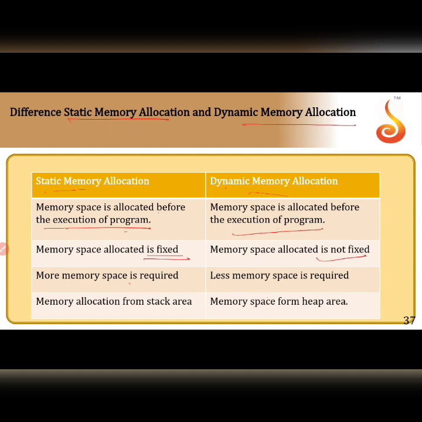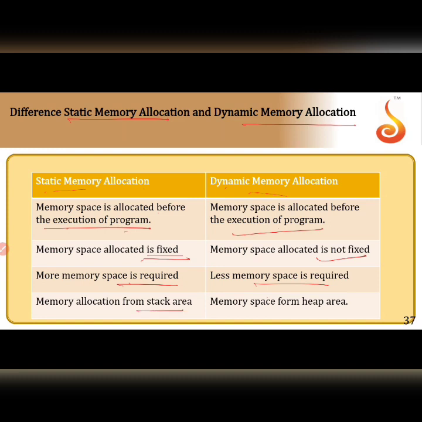Since you can allocate and deallocate memory dynamically, you need not fix the size. Here the size is fixed, and more memory space is required, because it is always guesswork. I may say maximum I have 100 students, but I may have only 50 records, and the remaining 50 gets locked and cannot be reused. So you need more and it gets wasted, whereas in dynamic allocation the space required is less, because I allocate only for the requirement at that point of time.